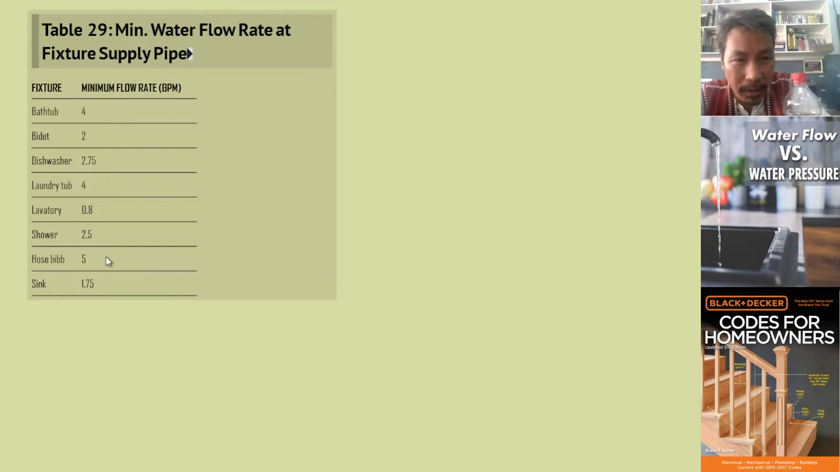Okay? What else? Sink. So sink, dishwasher. So dishwasher is almost the same with shower. Okay? 2.75 gallons. Okay, so 2.75 gallons, we can compute. Let us compute. This is how many liters? 10.4. No? 2.75 is 10.4.